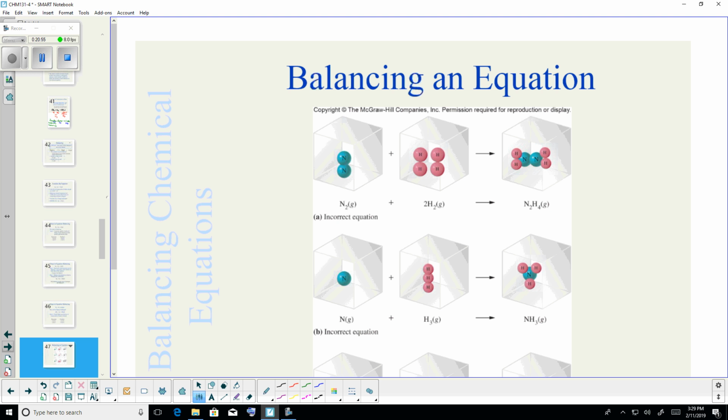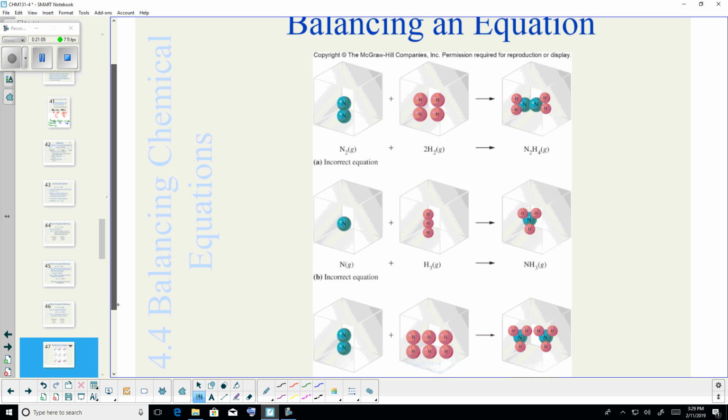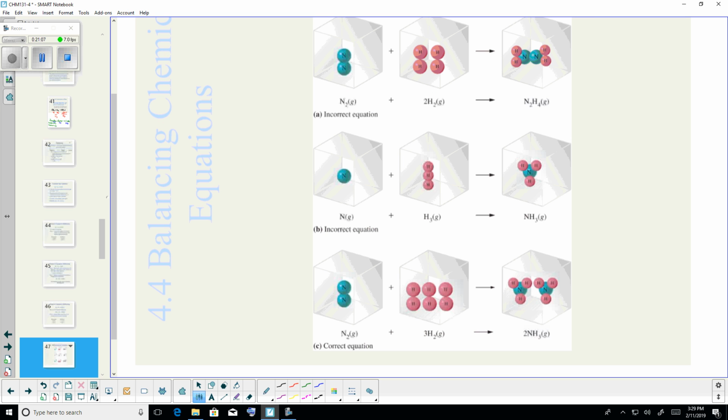So again, here's balancing equation. Nitrogen plus hydrogen gives us, oh, N2H4, that's not right. Nitrogen plus H3, that's not right. N2 plus 3H2 gives us 2NH3. That's the correct one. So balancing equations is a little bit of an art.